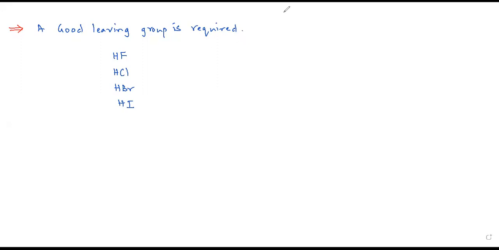Now, among these hydrogen halides, HF is least acidic, whereas HI is most acidic, right? That means from here to here, acidic nature increases.